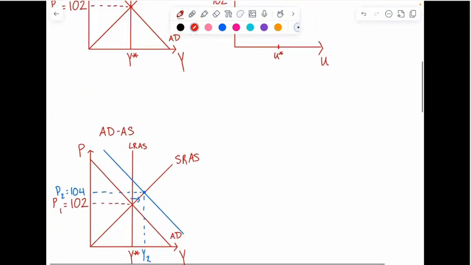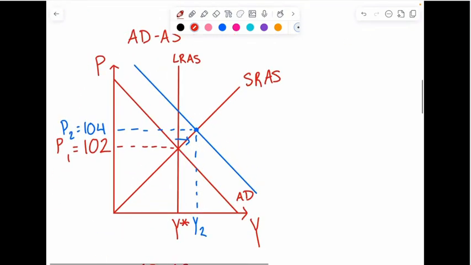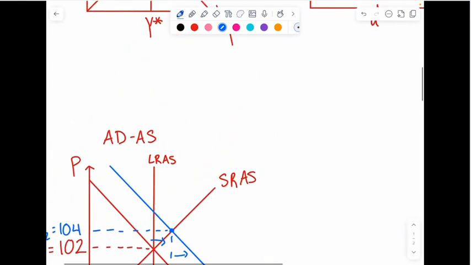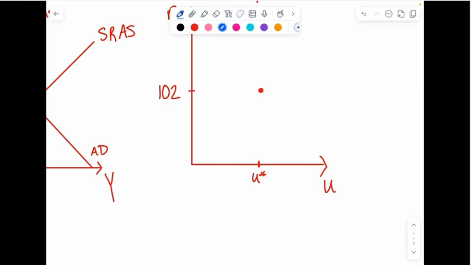Then we look at if our aggregate demand were to shift like this. We have 82. We have a new output level and a new price level. So now we can go up here and plot that on our Phillips curve. We have this new U2 and this new inflation of 104. And we can add those points as well.